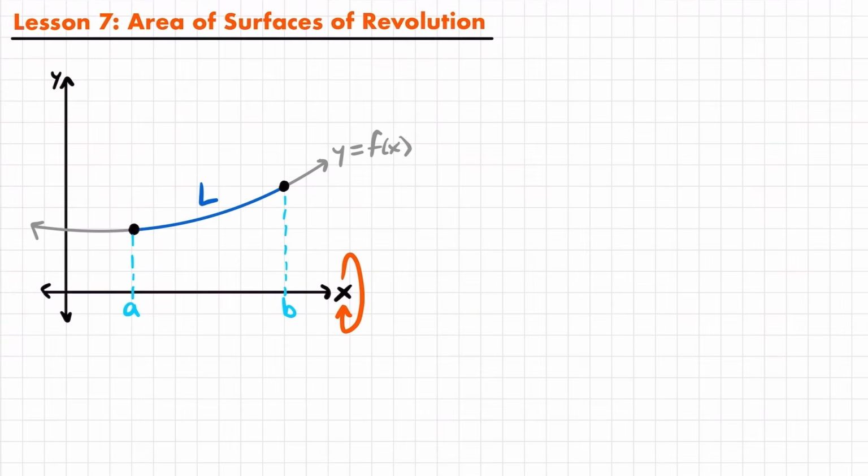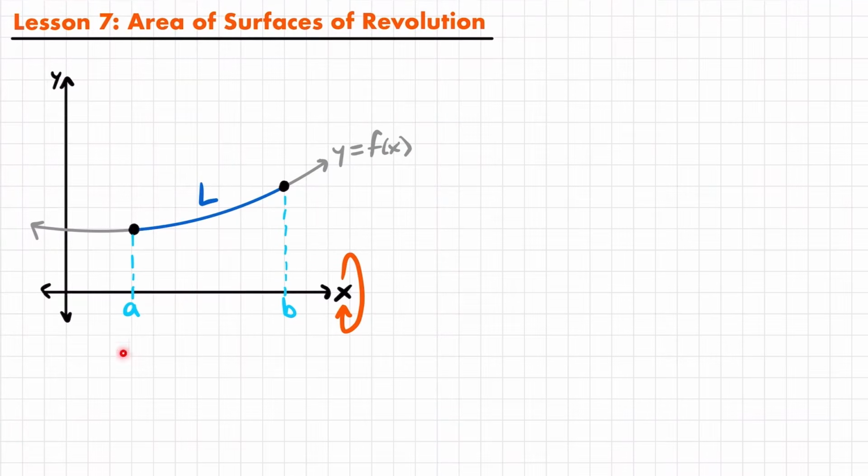Alright, so previously we have seen how to calculate the volume of solids of revolution via the disk, washer, and shell methods, but now we are interested in calculating the surface area of similar figures that we call surfaces of revolution. And so a surface of revolution is formed by revolving a curve around an axis of revolution.